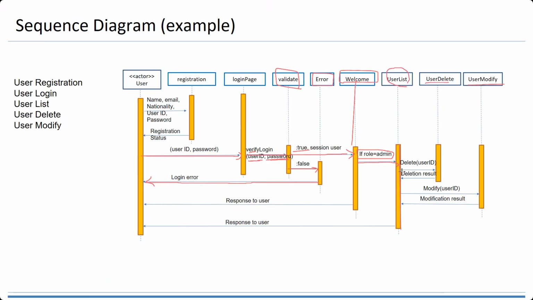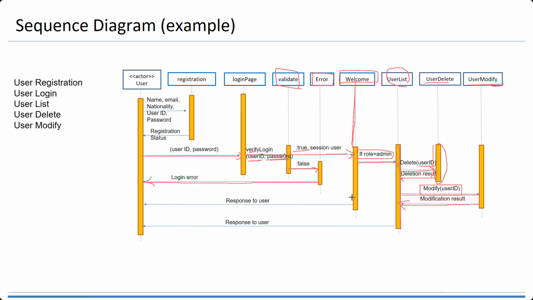If you want to delete the user based on the user ID, you can do here. And then if everything is going well, then we will show the deletion result. If you want to modify the user, let's modify the user based on the user ID. And then once you complete the user modification, then you will show the modification result.